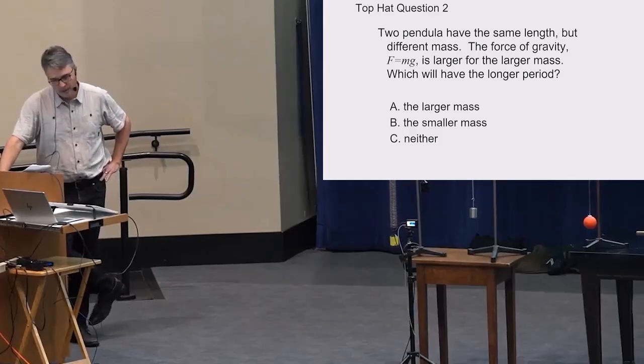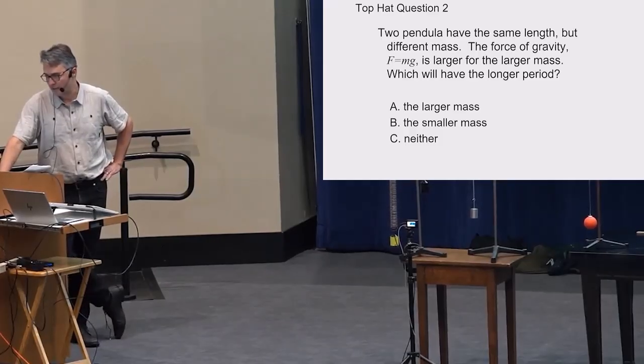Two pendula have the same length, but different mass. The force of gravity, F equals mg, is larger for the larger mass, which has the longer period.